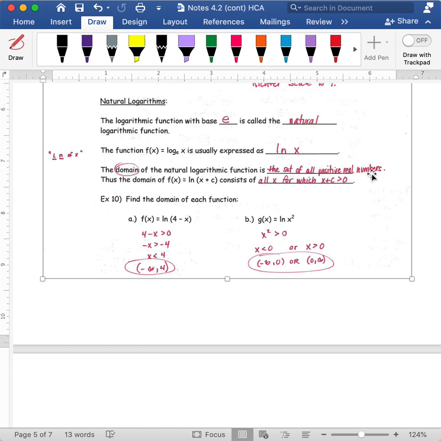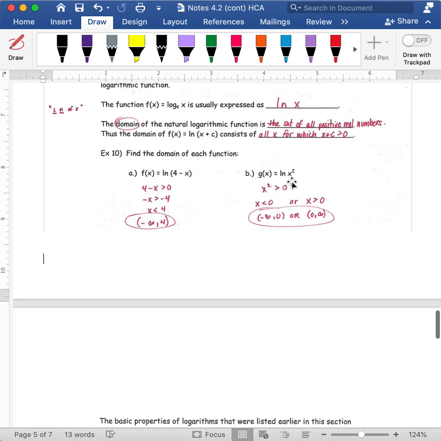That's your basic function. Therefore, the domain, when we're having a shifting, right, that left-right horizontal shifting, consists of all x for which x plus c is greater than 0. We saw that before. You take what's inside the parentheses and set it greater than 0, and then you solve it. Now, keep in mind, when you divide by a negative, you have to flip the inequality symbol. Okay, same rules of math apply.